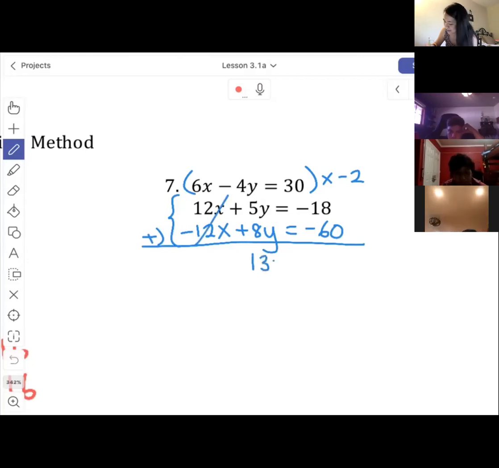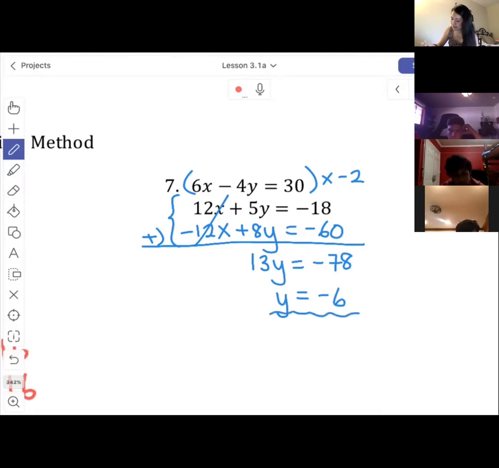What do I get for the y's? 13y. Good. And what do I get on the right-hand side? Negative 78. Good. All right, and does that turn out nicely? Oh yeah, y is equal to negative 6. Okay, Mateo, what do I do from here? You plug negative 6 into one of the equations. Good.